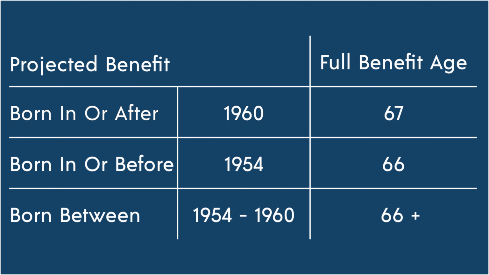If you're born 1960 or after, your full retirement age, and what I mean by that is the age at which you're entitled to get 100% of the benefit that you have accumulated without any type of reduction from Social Security, is 67 years old. If you're born 1954 or before, that age is 66. If you're born somewhere between 1954 and 1960, your full retirement age is going to be 66 and a few months, depending on what year. But with that being said, we just want to have that baseline number to do our planning.